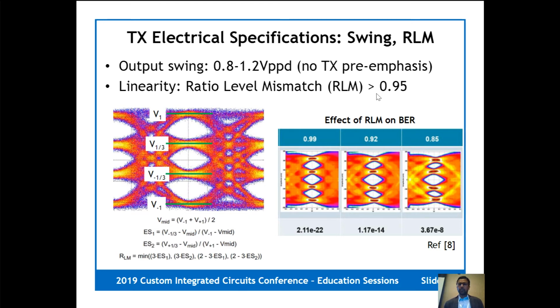Typically, people design for, or are required to design for, RLM better than 0.95. The picture here, from a very good tutorial on PAM4 signaling at DesignCon, which is in the reference list, shows the impact of deviating from this RLM spec, or PAM4 asymmetry, on bit error rate. You can see that small deviations can have significant impact on the overall link bit error rate. So it's an important spec to design for. And typical transmitters have hooks to pre-distort these levels in order to undo any level distortion that subsequent circuits introduce.